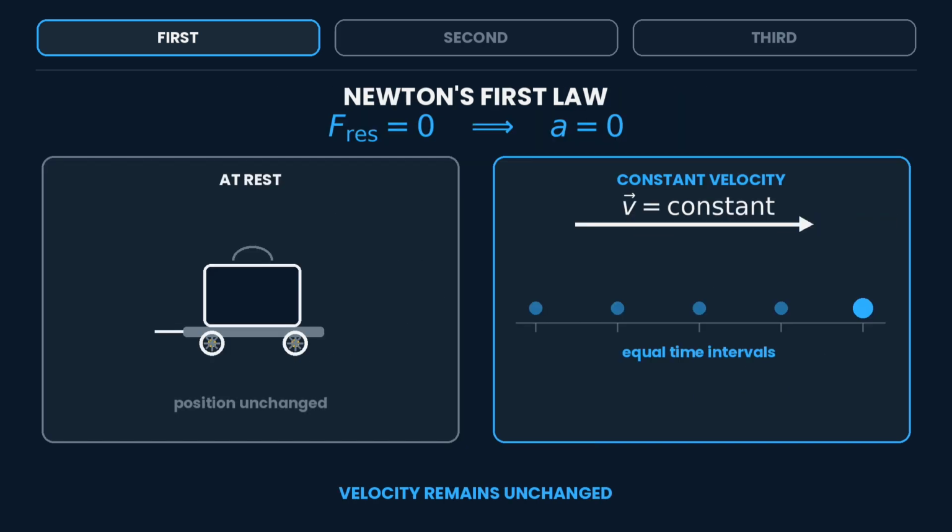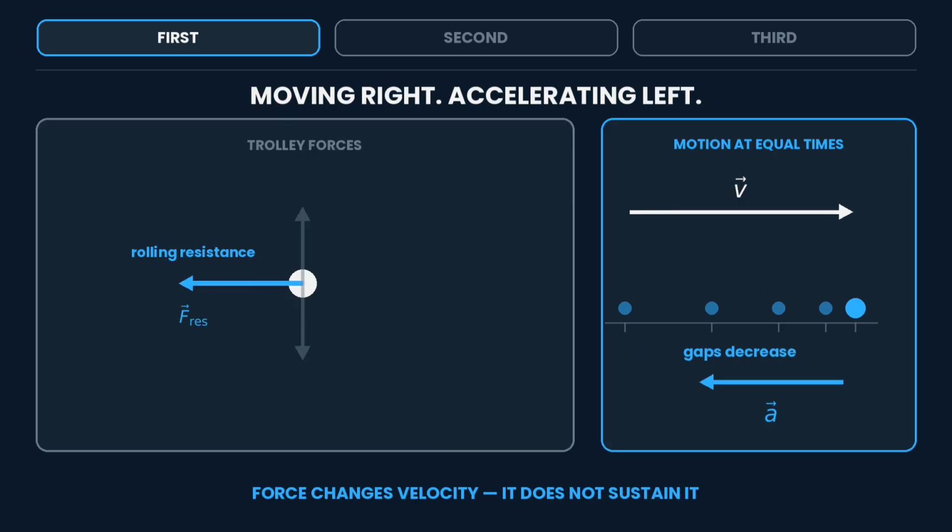Newton's first law says that an object remains at rest or continues with a constant velocity unless a non-zero resultant force acts on it. Constant velocity means constant speed and constant direction. Now disconnect the tug. Rolling resistance still acts backwards, so the resultant is backwards. The trolley may still be moving forwards, but now it accelerates backwards and therefore it slows down. A moving object does not require a forward force to keep moving. This real trolley slows because a resistive force remains.